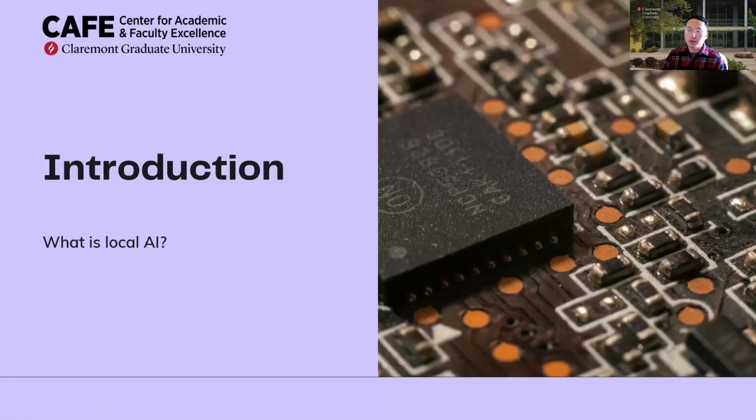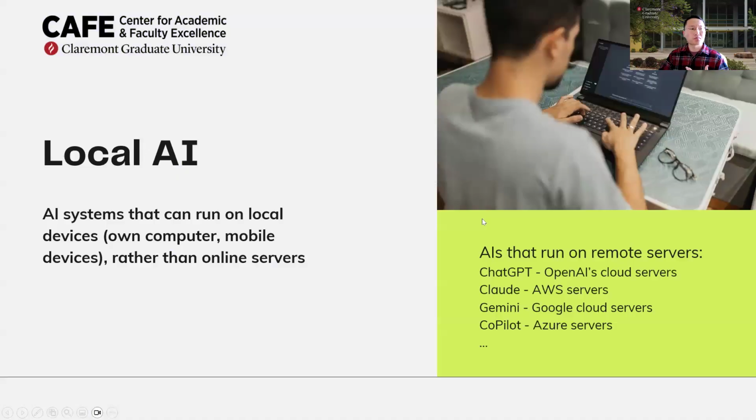So what is local AI, right? I want to start today's session with a definition of what it is. In very simple terms, local AI are AI systems that can run on local devices rather than online servers. So local AI are AI systems that can run on your computer or your mobile devices. It does not need to involve any online servers.